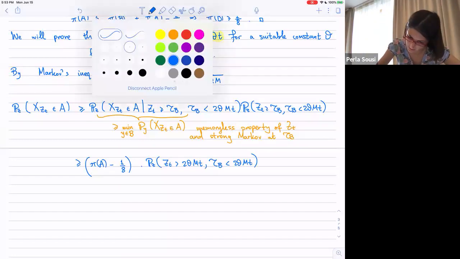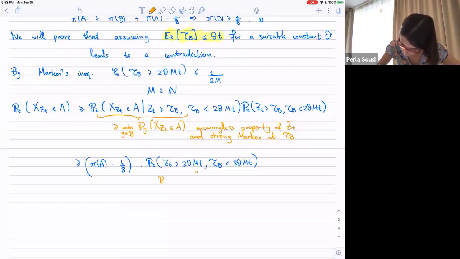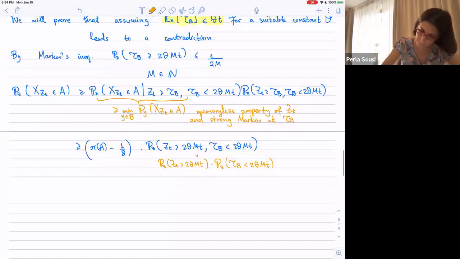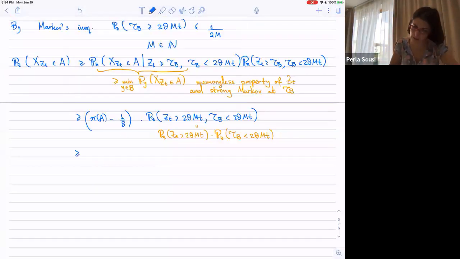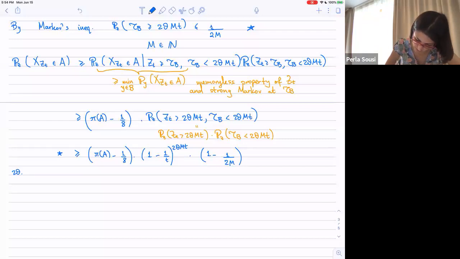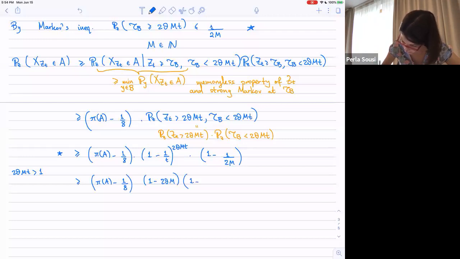So this now is equal to the probability starting from Z that Z_t is greater than 2 theta mt times the probability that tau B is less than 2 theta mt. So using this inequality here, the star, we get that this is lower bounded by pi of A minus an eighth times, Z is geometric, so it is 1 minus 1 over t to the 2 theta mt, times 1 minus 1 over 2m. And so for 2 theta mt larger than 1, this is lower bounded by pi of A minus an eighth times 1 minus 2 theta m, times 1 minus 1 over 2m.